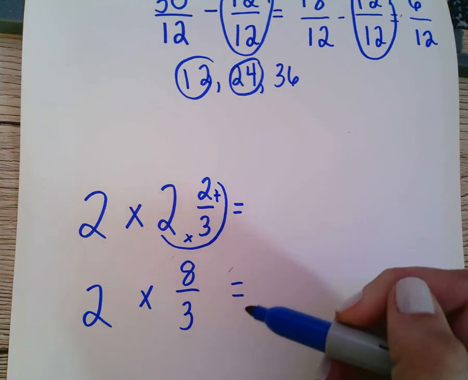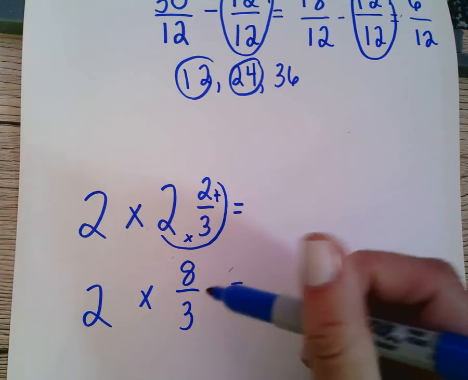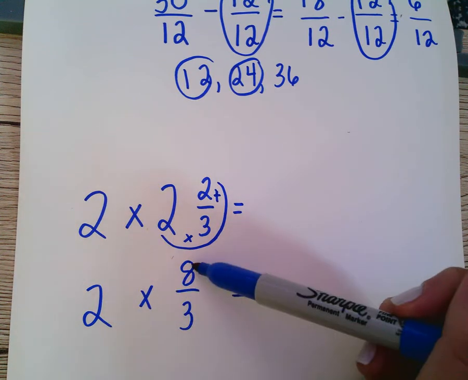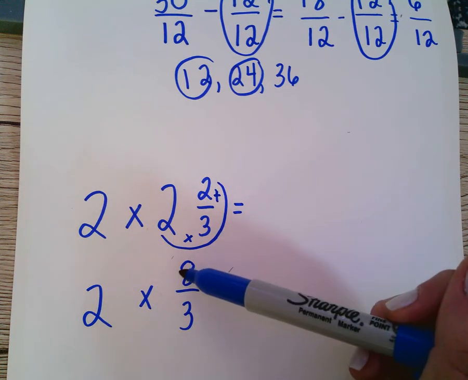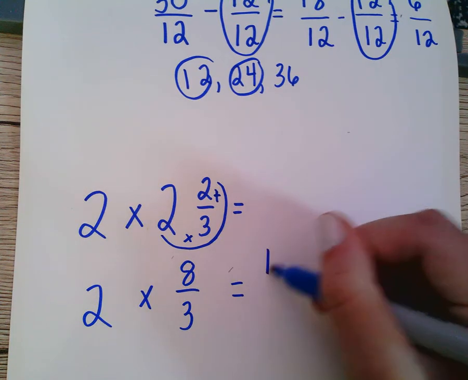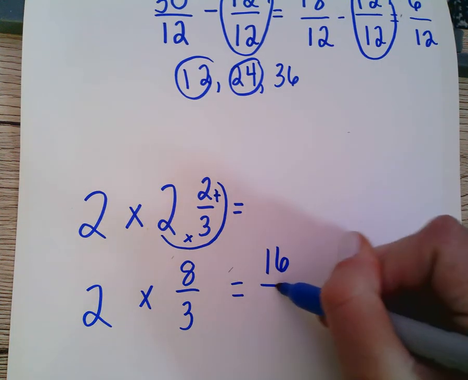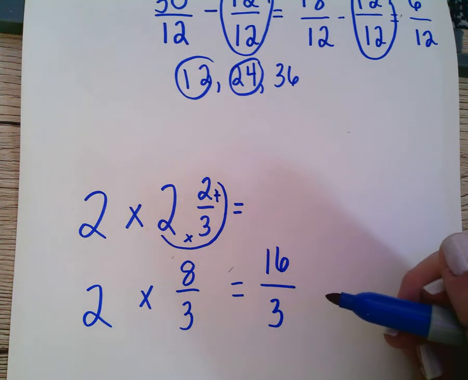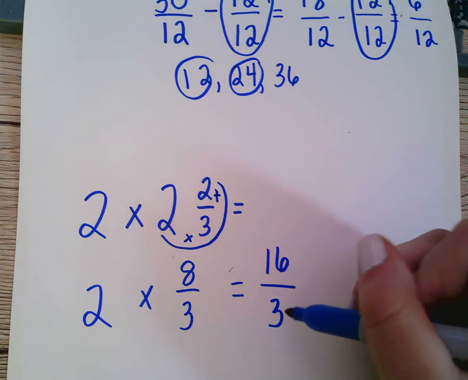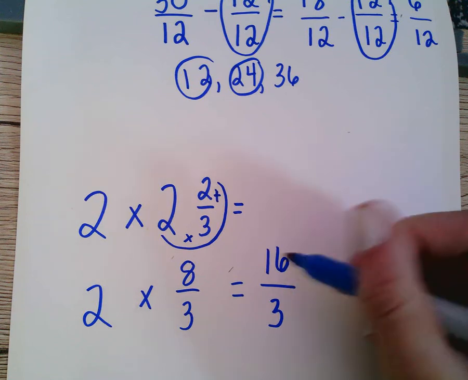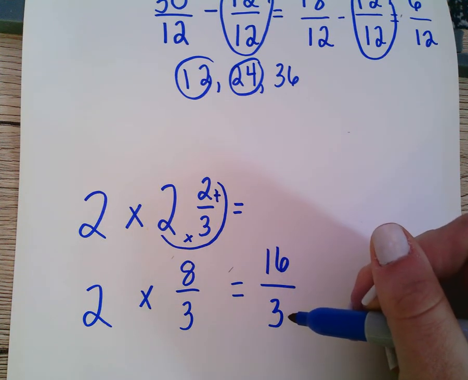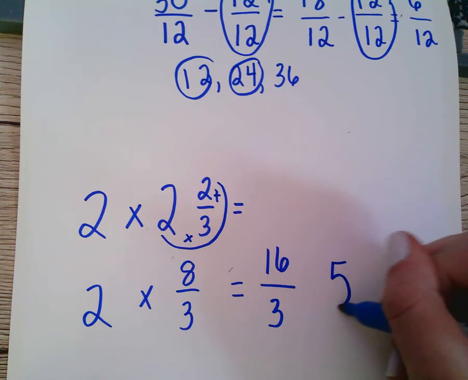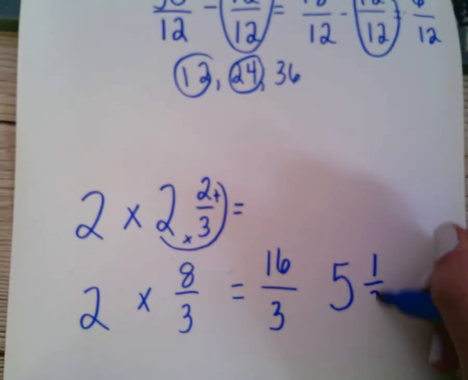Now I know how to multiply this. This is just like regular multiplication that we've been doing in the past 2 lessons. We have our whole number times our numerator. 2 times 8 is 16. And 3 stays the same. But we can't leave it like this. We need to rename this fraction. It's improper. 3 can fit inside of 16 5 whole times with 1 left over 3.